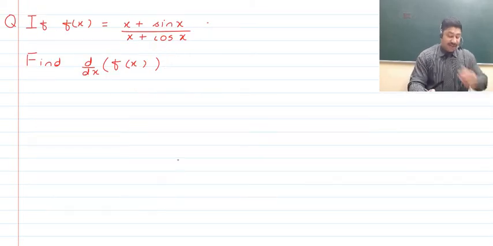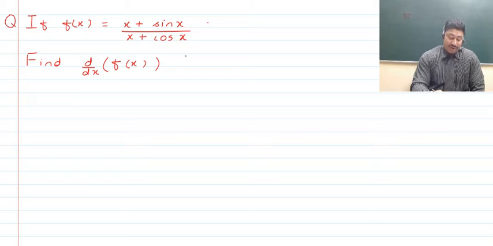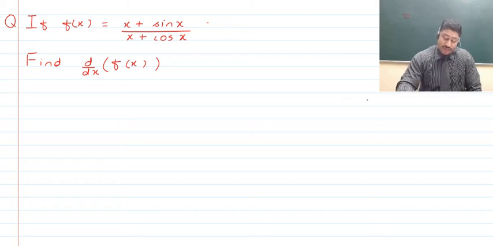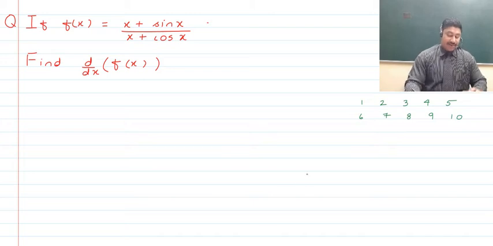So the first sum that I have for you today is: if f(x) is equal to (x plus sine x) upon (x plus cos x), then we've got to find out the value of d upon dx of f(x). So quickly give this a try, after which I'll be discussing the sum with you. I'm giving you 10 seconds for trial. Right guys, now let's discuss the sum.